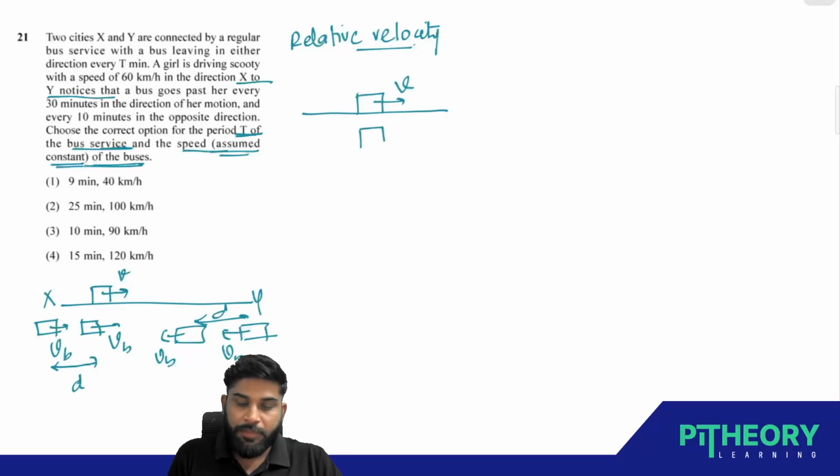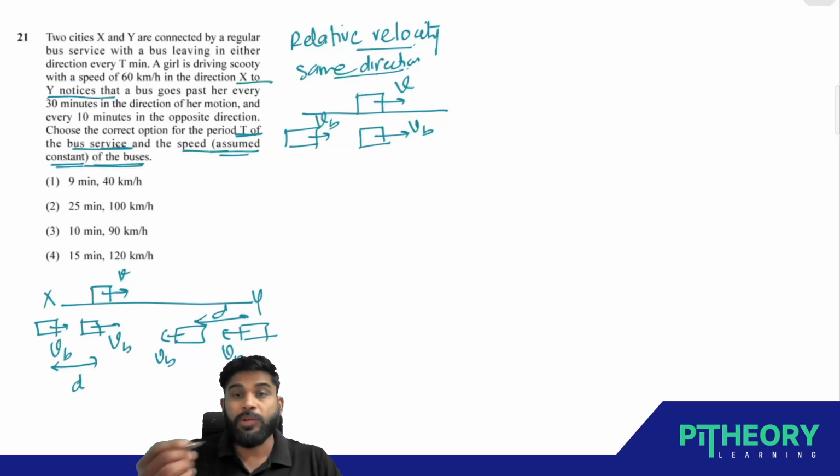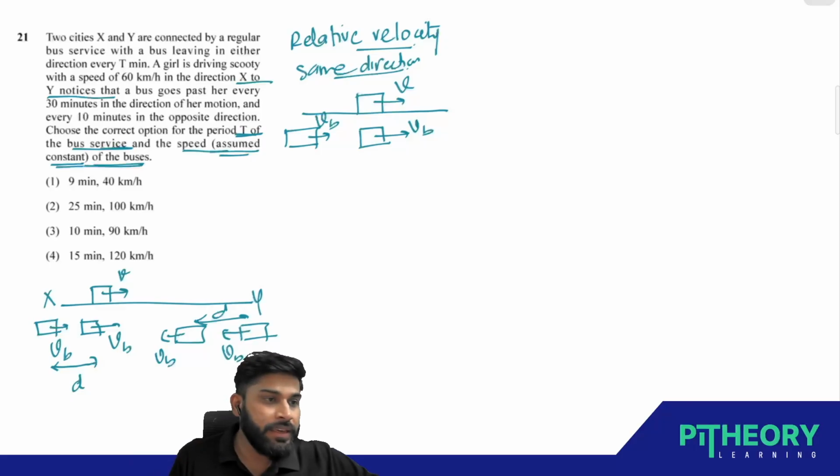Now suppose she met a bus that is going with VB on her path in the same direction. Let's analyze this. In the same direction, she met a bus, correct? Following it is another bus, also with the same speed VB, which is going to cover the gap in, let's say, 30 minutes. In the next 30 minutes, this second bus will come and cover this one, correct?